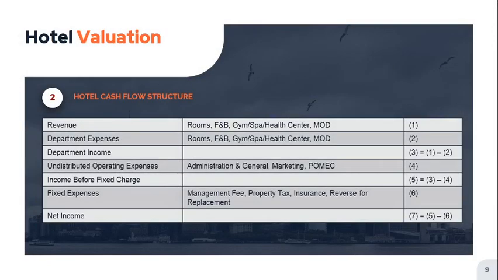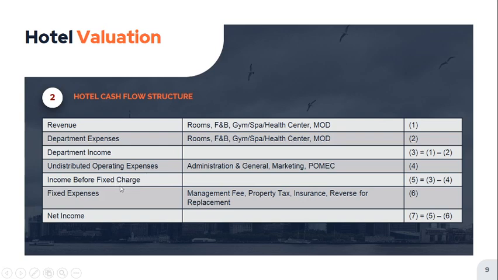Second is the hotel cash flow structure. The department income is the revenue from the hotel, the room revenue, the F&B and minor operating departments, minus department expenses. We need also to calculate the undistributed operating expenses such as administration and general, marketing, property operation and maintenance, and energy costs.